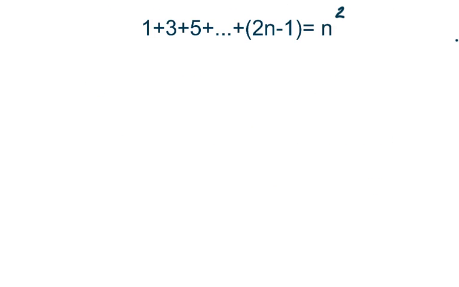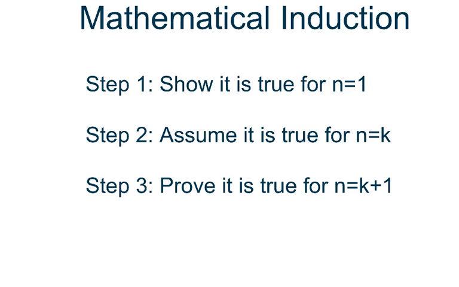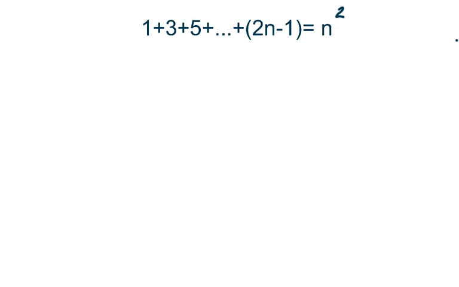Let's look at the example 1 plus 3 plus 5 plus my middle terms plus 2n minus 1 is equal to n squared. According to step 1, the first thing that we have to do is show that it's true for n is equal to 1. The left-hand side of my equation will simply be equal to 1 because 1 is the first term. My right-hand side will be 1 squared since n is equal to 1. And 1 squared is equal to 1. So therefore, my left-hand side is equal to my right-hand side, which means that step 1 we have accomplished. We've proven that it's true for n is equal to 1.